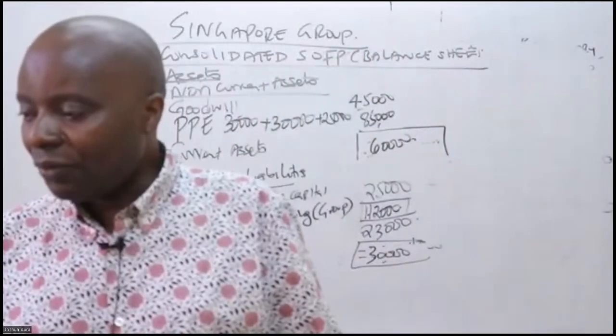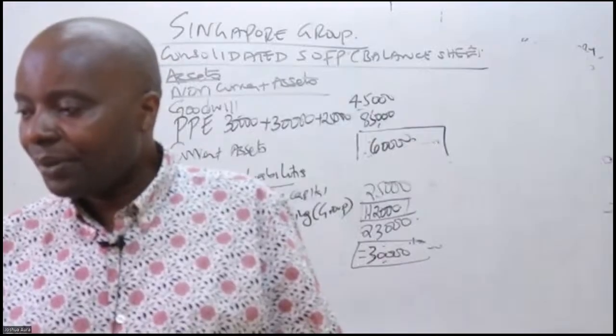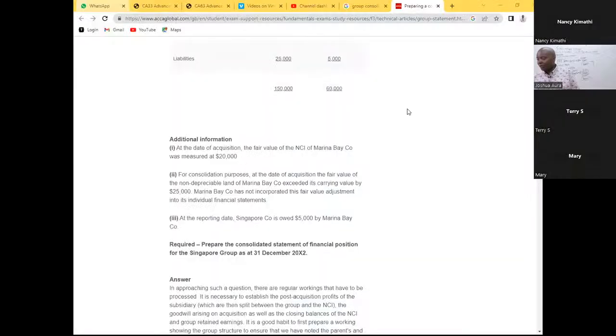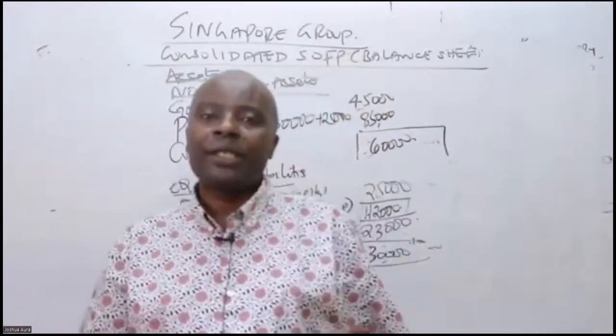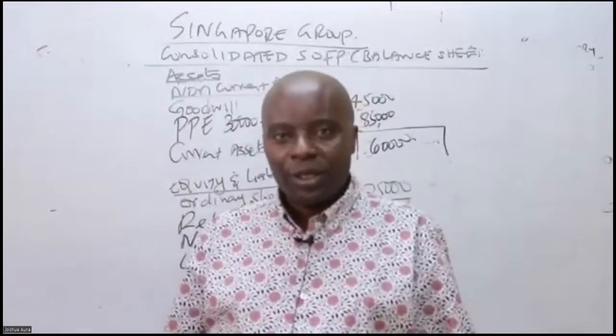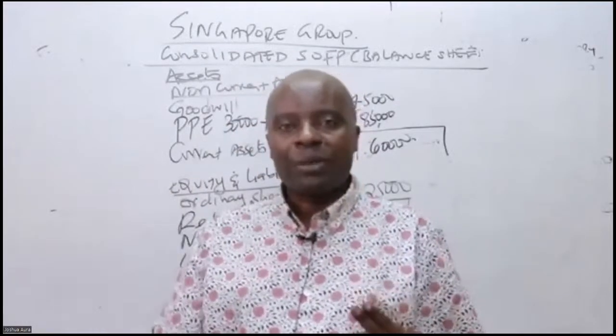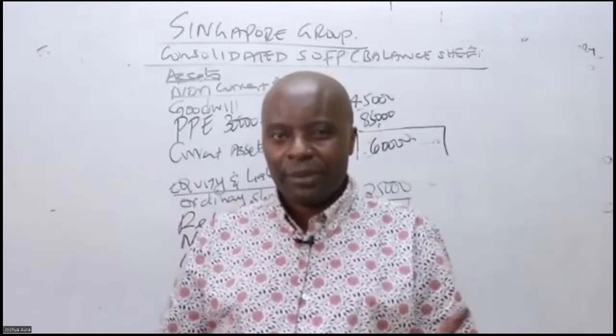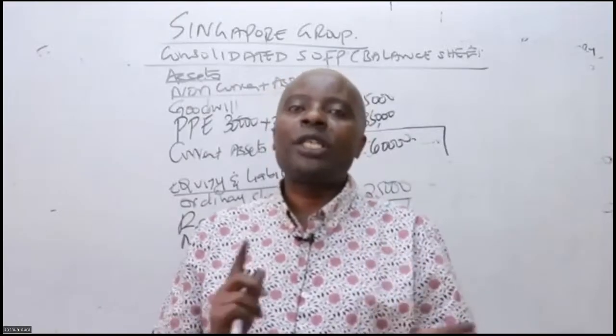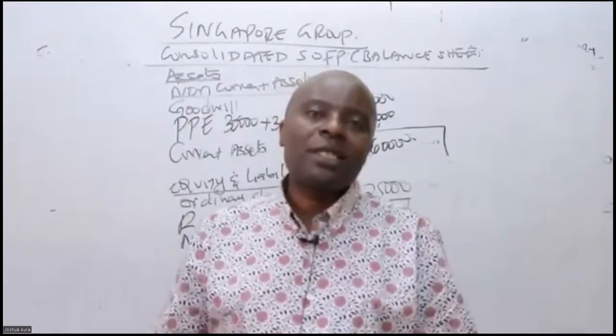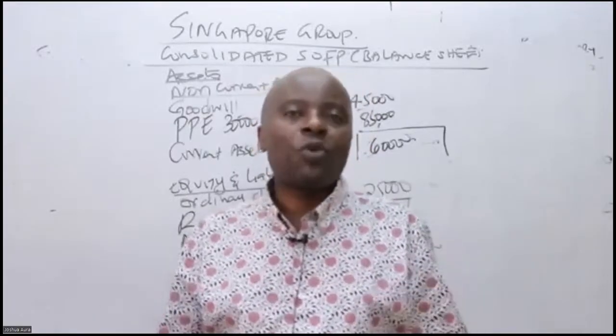So then, ladies and gentlemen, after that, I will come back here and read. If you look at note 3, at the reporting date, Singapore company is owed 5,000 by Marina Bay Company. So Singapore and Marina Bay are one and the same thing, just like departments of the same organization. If one department borrows money from another department of the same organization, there's no way we'll be able to keep in our books like we owe each other. This is the same organization. It is the same group.